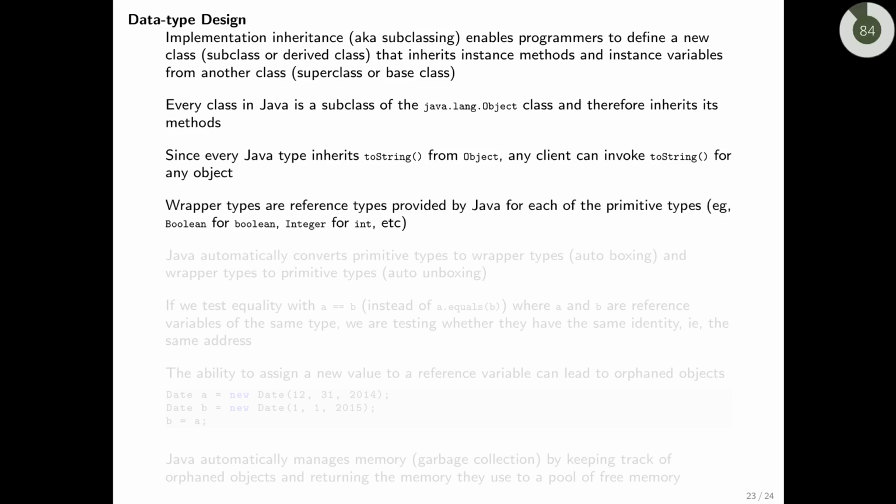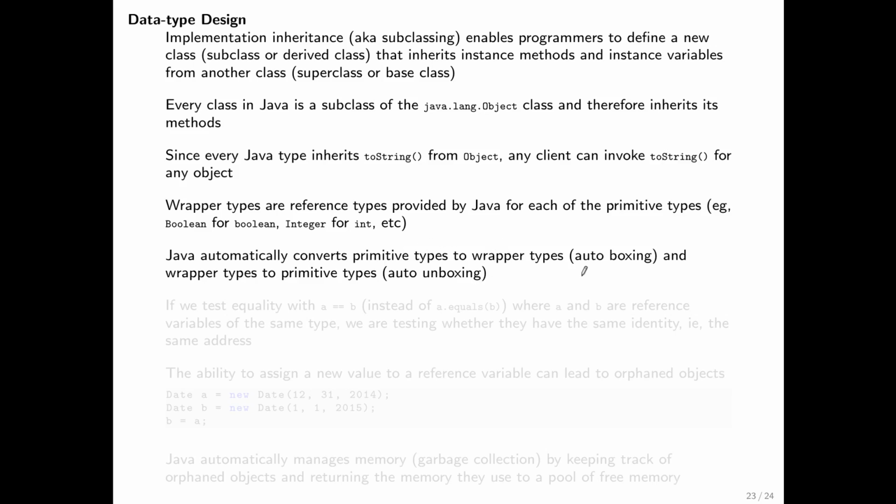Now, as mentioned earlier, Java provides wrapper types or reference types for every single primitive type. There are 8 primitive types in Java, and each one has a reference type. Okay, so Boolean with a capital B is a wrapper for primitive boolean, Integer with a capital I is a wrapper for int, and so on. Now Java automatically converts primitive types to wrapper types, and that's called autoboxing, and it converts wrapper types to primitive types, and that's called auto unboxing.